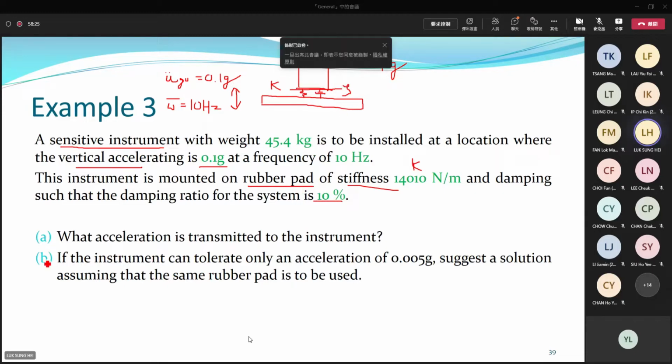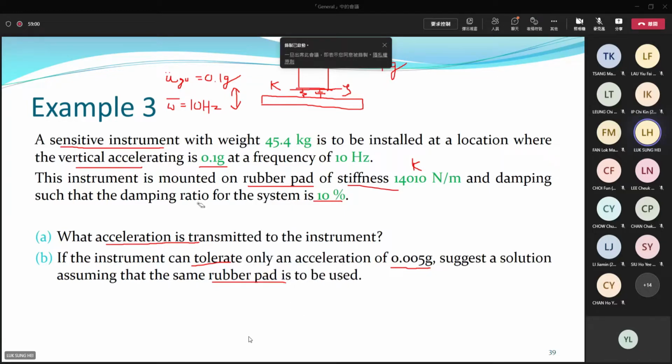What we're going to do, part A, find out the acceleration transmitted to the instrument. Part B, if there is a limit for our total acceleration, we don't want the machine affected by the ground movement. So here we set a tolerance. If the tolerance of the instrument is only up to acceleration of 0.005 g, if we have one upper bound for our acceleration, then I ask you to make some modification for the system. These are what we are going to do.